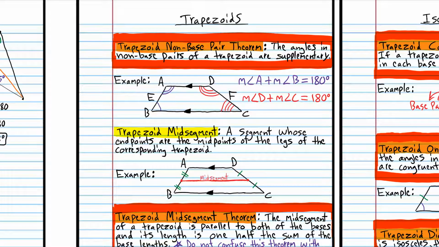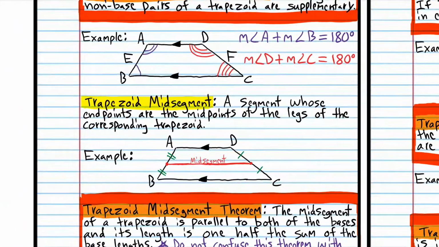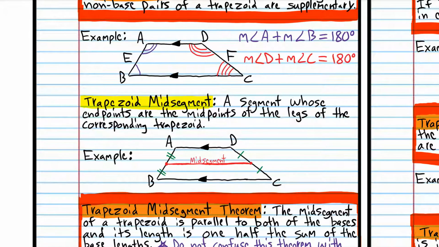Now we have to learn something called the trapezoid midsegment theorem, but we can't learn that theorem unless we first learn what a midsegment is. This tells us what a midsegment is. A midsegment is a segment that connects the midpoints of the legs of a trapezoid. So this red segment here is the midsegment. It's just a segment. That's all it is.